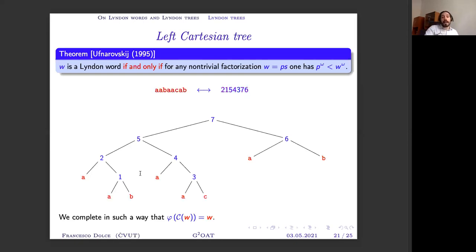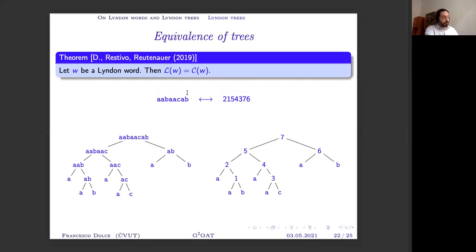And if we decide to complete this tree in such a way that the foliage is the word associated with the permutation, we obtain a new word. This is called the left Cartesian tree. This is important for a lot of structures. And what we proved, this is absolutely non-trivial, is that whenever I consider this new tree, this Cartesian tree, and the Lyndon tree that we defined before, they actually are the same.